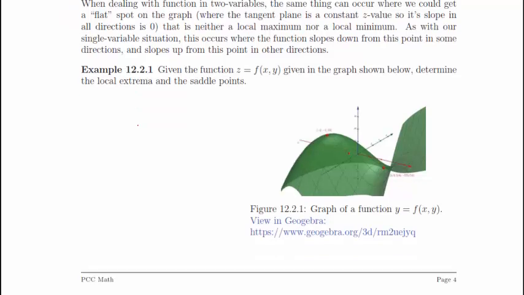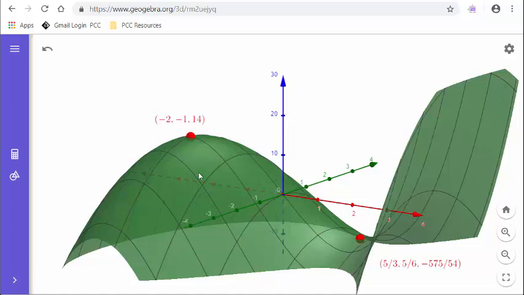Example 12.2.1: given the function z equals f of x comma y, given in the graph shown below, determine the local extrema and the saddle points. So let me get this graph. Here we go. We see a hill on one side and then this little valley-like area on the right side, and at the bottom of this valley you could actually slope down in the y direction and get more downhill. So it's actually the top of a hill if we were moving in the y direction, but the bottom of the hill if we're moving in the x direction.